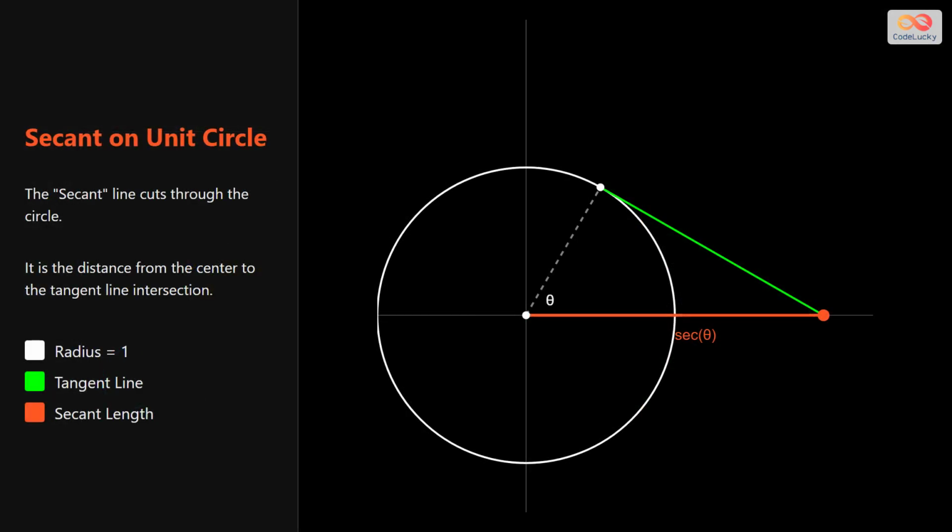On the unit circle, the definition becomes quite interesting geometrically. If we draw a tangent line at the point where the angle intersects the circle and extend it to hit the x-axis, that distance from the center to the x-axis intersection is the secant. The line literally cuts or intersects the axis, which is where the name secant comes from, meaning to cut.